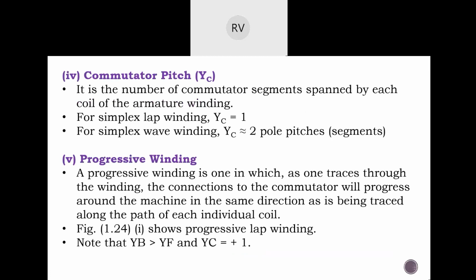So here it is saying YB is greater than YF, that is, back pitch will be greater than front pitch in the case of progressive winding, and the commutator pitch will be +1. So in case of progressive winding, the back pitch will be greater than the front pitch, as well as the commutator pitch will be 1.